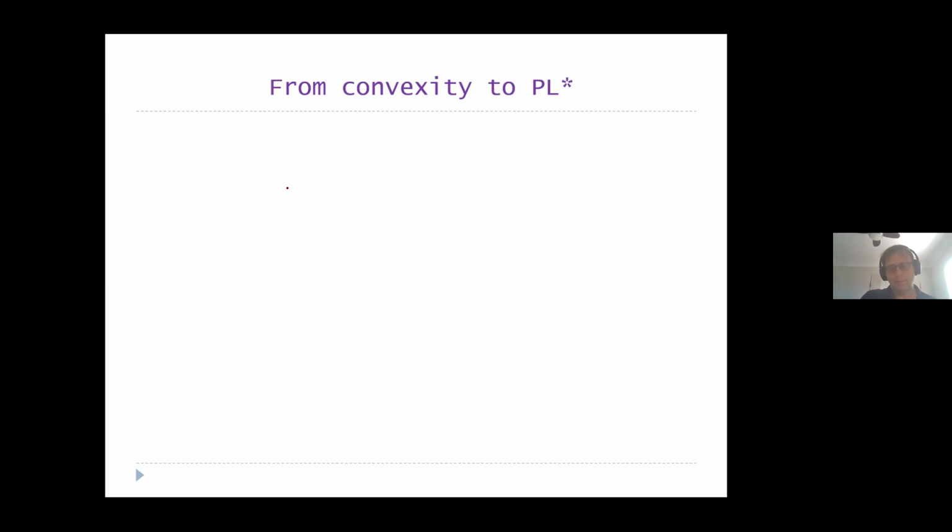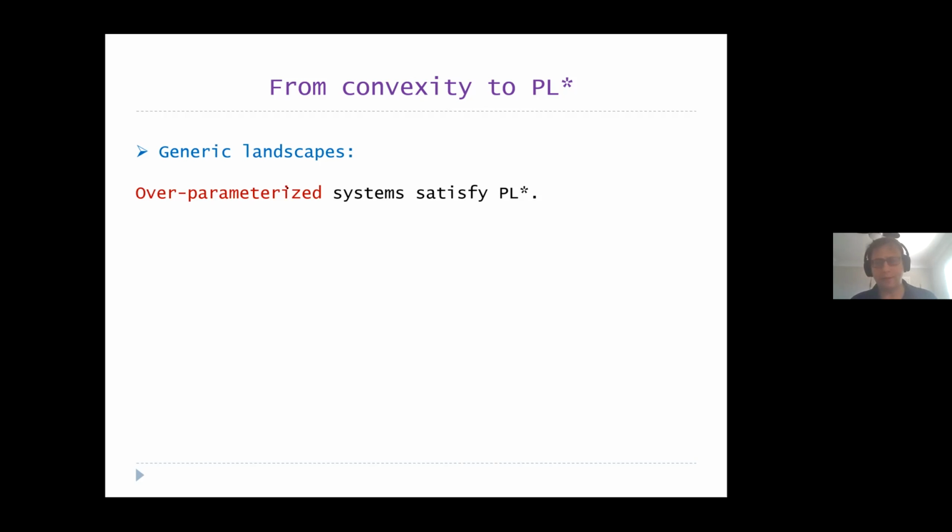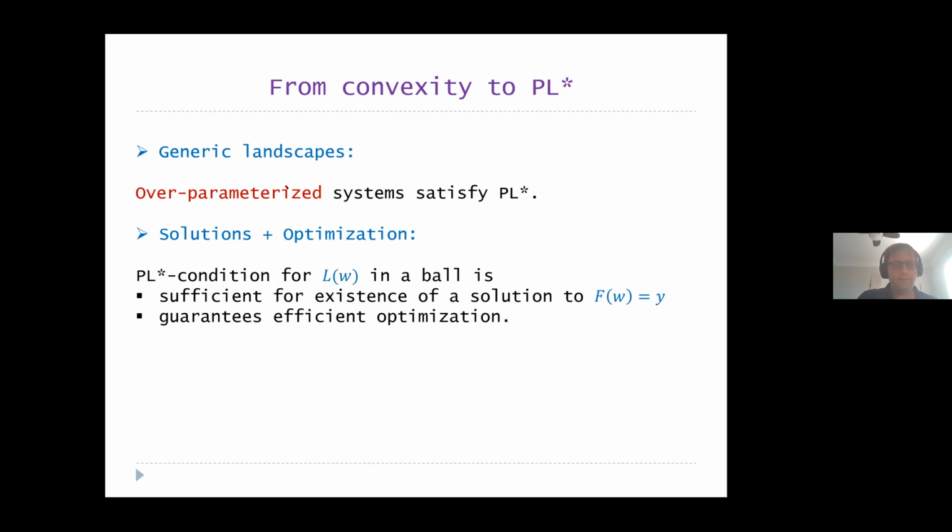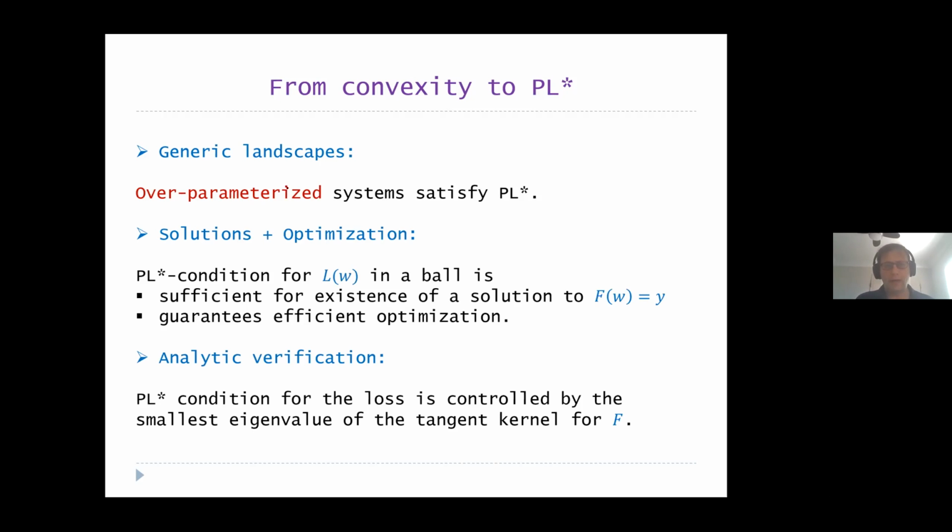The alternative proposal is instead that over-parameterized systems satisfy something called the Polyak-Lojasiewicz condition. I put a star here because it's a minor modification of that condition. I'll explain that later. So here is the plan. First, I'll discuss the Polyak-Lojasiewicz condition. Then I will talk about why the Polyak-Lojasiewicz condition is sufficient both for the existence of a solution and guarantees efficient optimization. And I will also show how this condition can be analytically verified. It's controlled by the smallest eigenvalue of something called the tangent kernel, which is essentially just the derivative of the function.